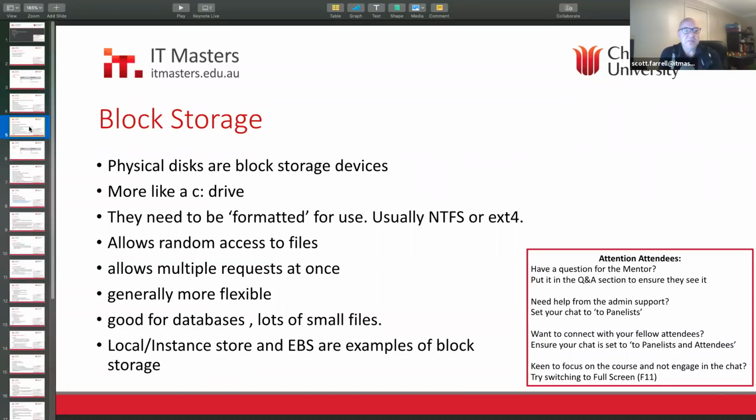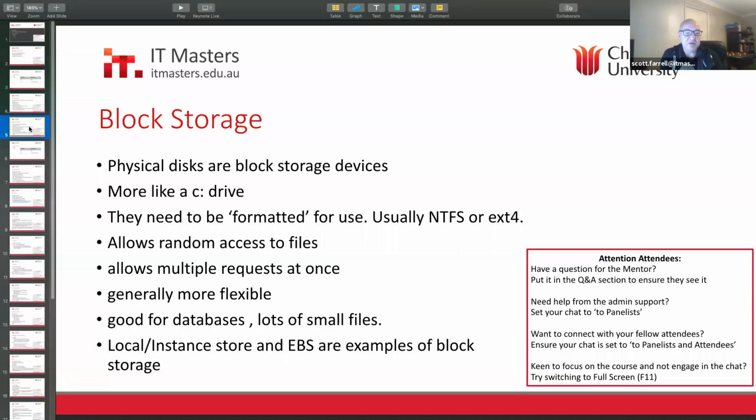Next one we're going to talk about is block storage. These are more like physical disks. So if you've got a disk in a machine, a local machine or a server, they're block storage, and they're more like a C drive, and you need to format them. And you usually format them as NTFS. So that's how you'll know that it's block storage, because you've got to format it. And it allows random access to files.